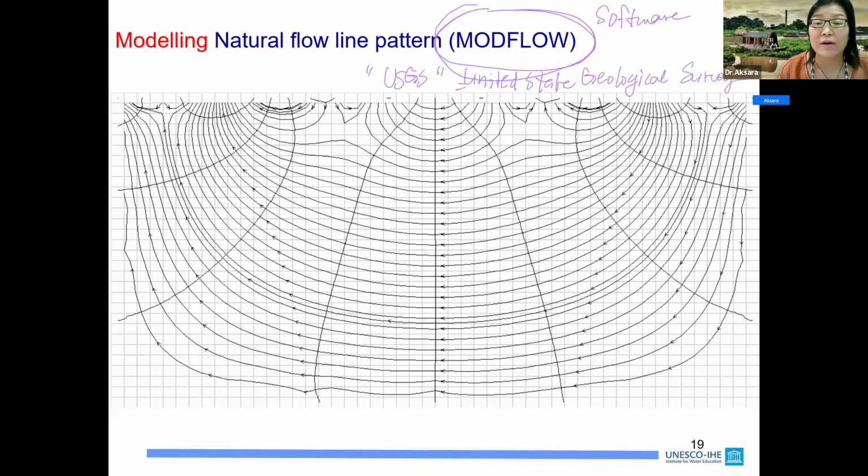They do a lot of groundwater business, and also work related to geology and water in the United States. I have lots of friends in USGS, and we are still collaborating. I'm not going to talk more about MudFlow at this point, but we will touch on it after the midterm exam.